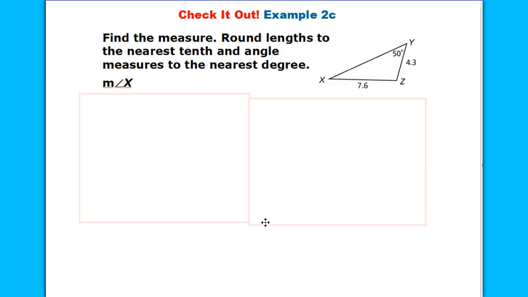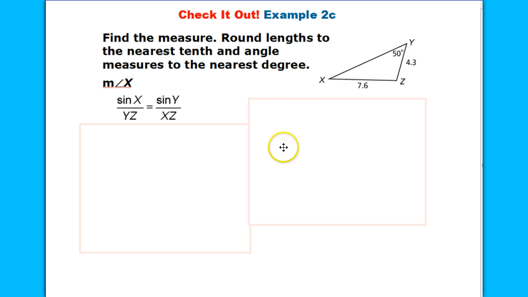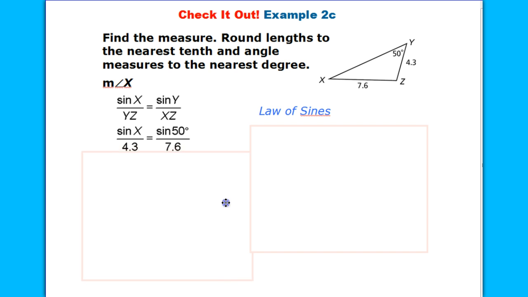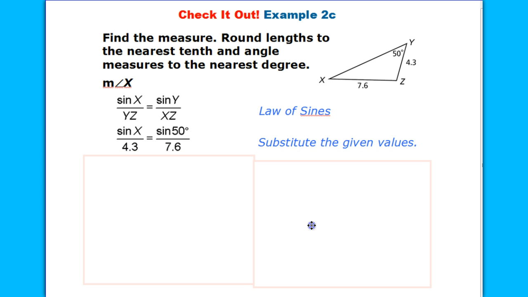And let's find the measure of angle X. Okay, set up your ratio. Sine X over YZ equals the sine of Y over XZ. And let's substitute our known values. And now we simply multiply both sides by 4.3, and then we'll take the inverse sine, right?